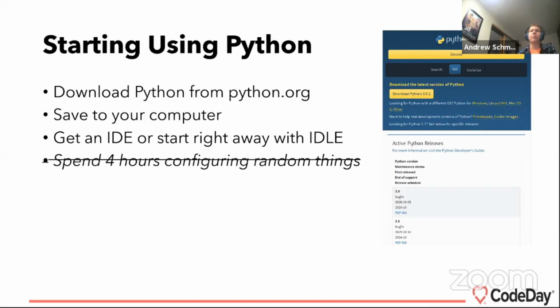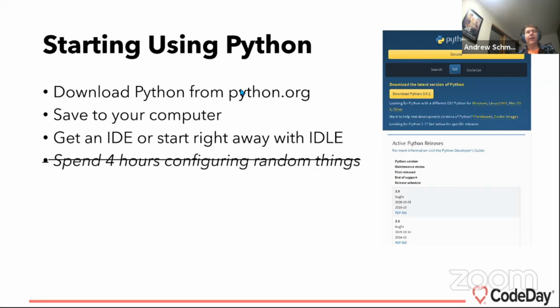Don't worry too much about the settings that pop up initially, like where it says save to path and stuff like that. Typically the default ones are all right, except I would recommend adding it to your path. And then you're either going to start with your IDE, configuring that and adding Python to it.